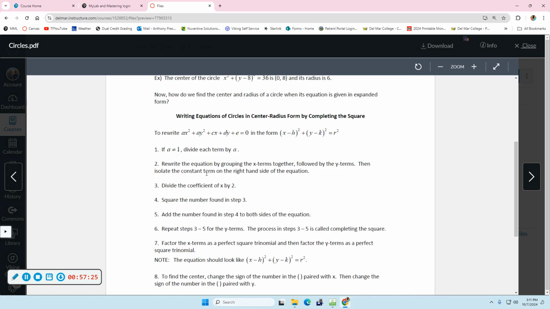Then they said to rewrite the equation by grouping the x terms together, followed by the y terms. Then isolate the constant term on the right side of the equation. Steps 3 and 4, those are those magic steps that we did to create the perfect square trinomials. You divide the coefficient of x by 2, and then you square that number that we found. That's what we were doing here.